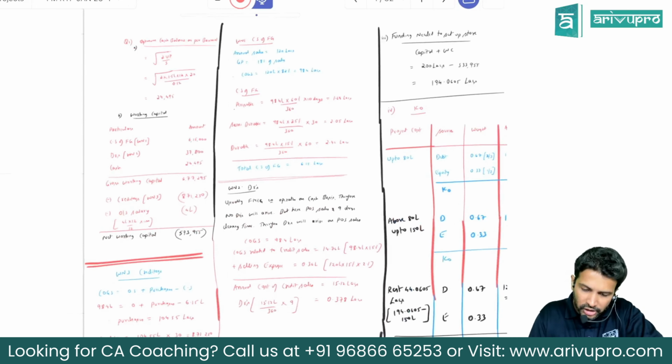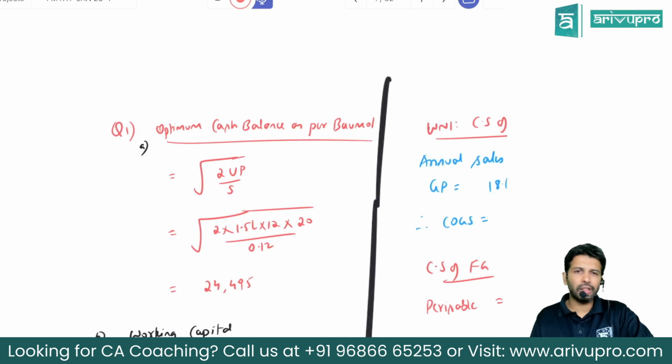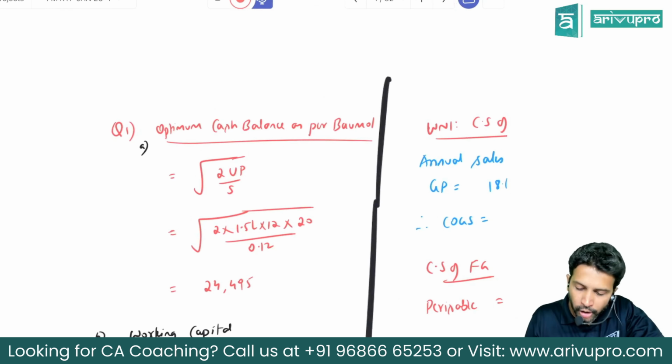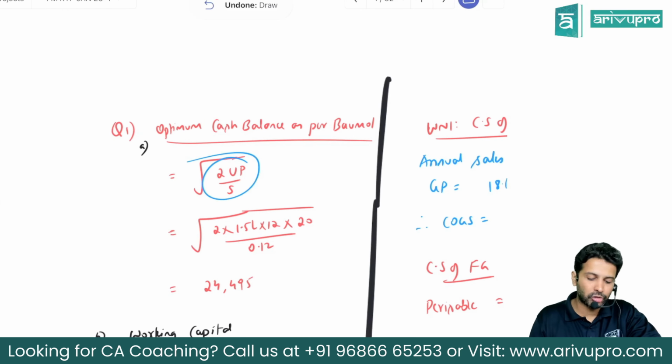Yes, no, sir. That's what I've done over here. We'll not solve this because it will take a lot of time. Our intention is to quickly review the answer. So, optimum cash balance as per Baumol model is given by square root of 2UP/S.